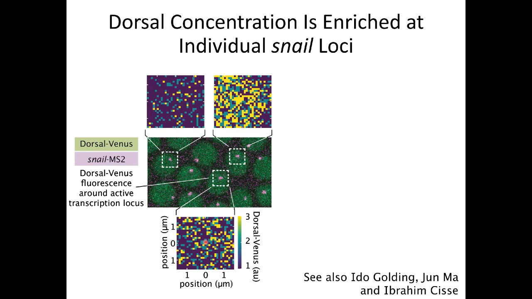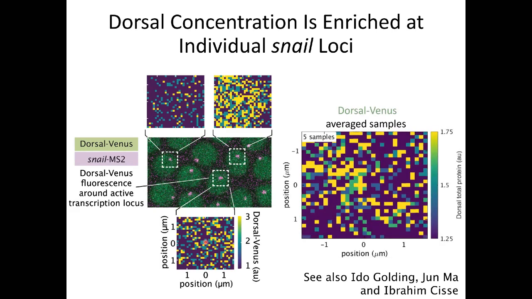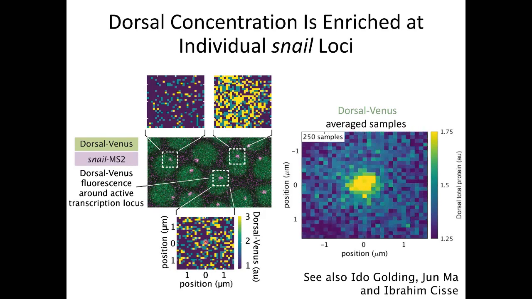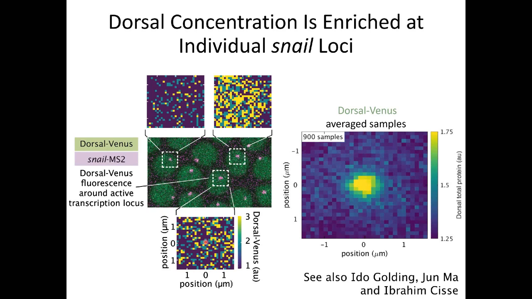Now, the cool thing is that once you start averaging over a few frames, a signal emerges. So you can see how, on average, there is indeed more dorsal at the site of nascent transcript formation, at its target site, than anywhere else in the genome. And it's a concentration that is higher by about 30% or so, which by our estimations, we're talking about a few molecules, maybe 10 or so.